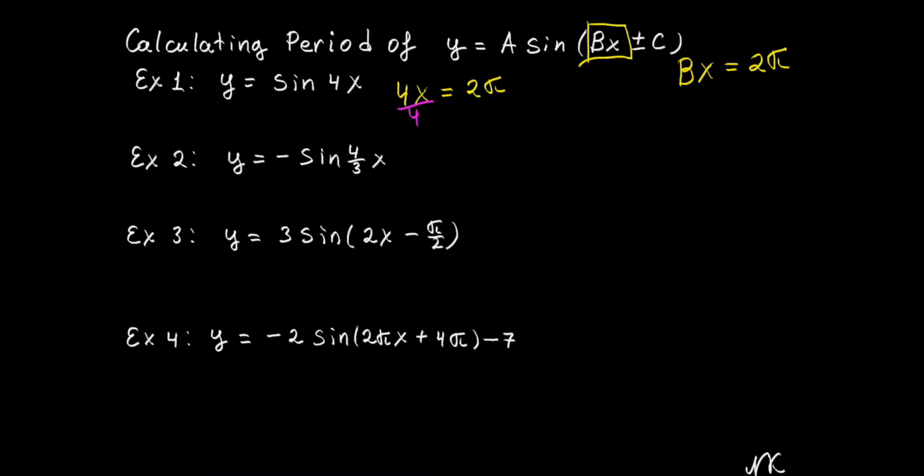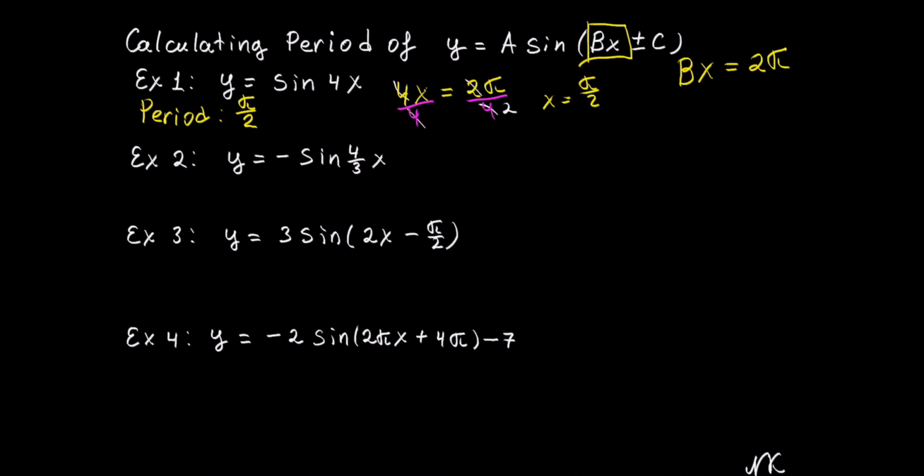Whatever we do to one side, we want to do the same thing to the other side. So 2 pi divided by 4. 4 and 4 will cancel on the left. 2 and 4 can be reduced by 2, so 2 will cancel and 4 divided by 2 gives us 2. This gives x equals pi over 2. So the period of y equals sine of 4x is pi over 2. Every pi over 2, a new cycle will begin.